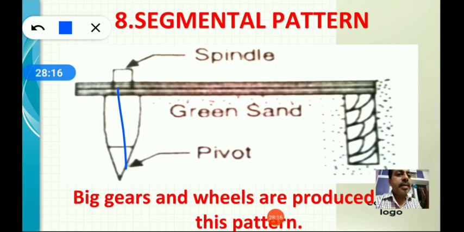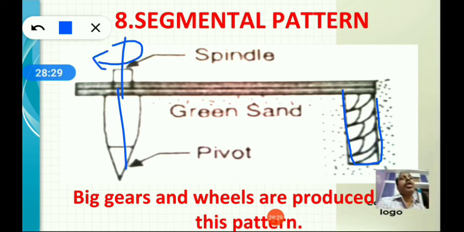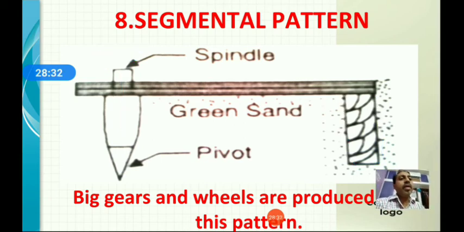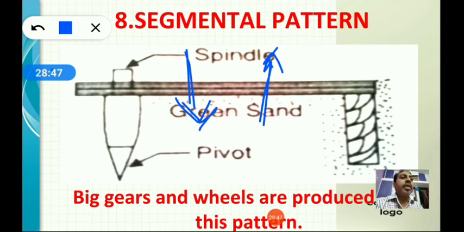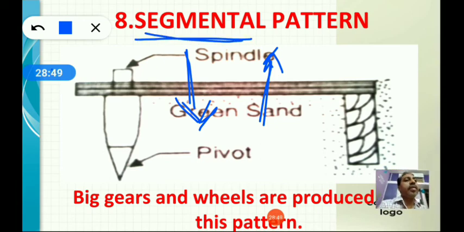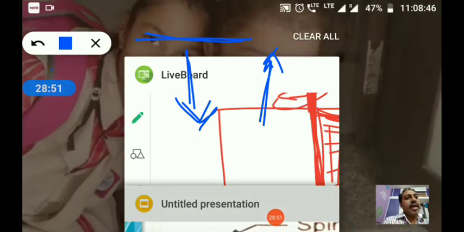Here, segments are there, and in sweep patterns we could rotate it 360 degrees. But in segmental pattern, we just place the pattern and press it into the mold, and then remove it. Then at another place, we press it, then remove it. It means we can create a segment on our flask like this.